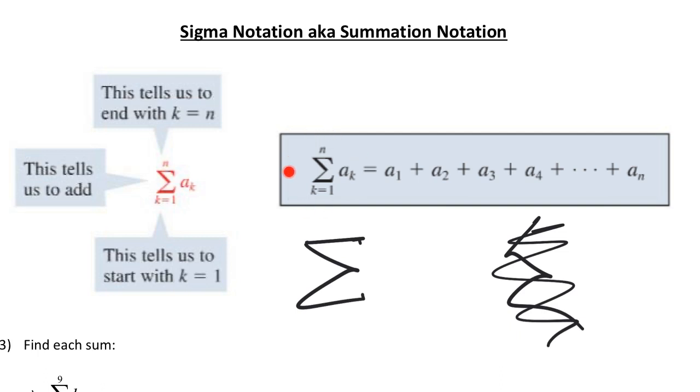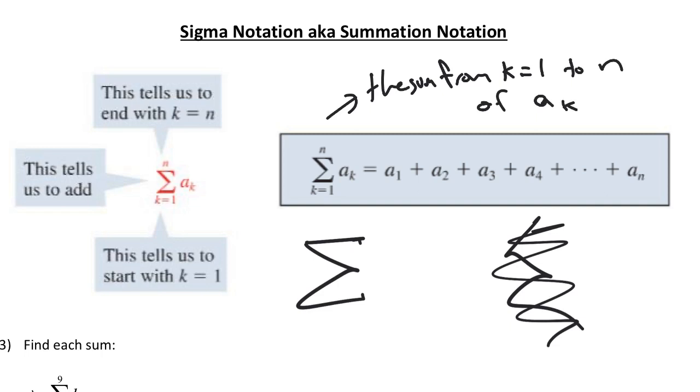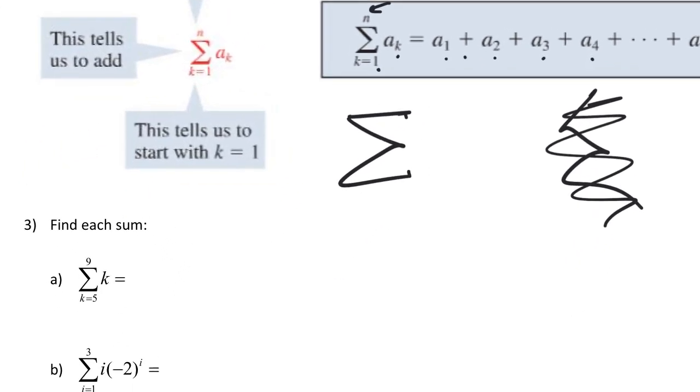And so if you look at this formula, we would read this as the sum from k equals 1 to n of a sub k. And so that means I plug in 1 for k, and then plus, and then I plug in 2 for k, and then 3, and then 4, and I keep plugging in numbers for k until I get to the last one, which is the number on top, in this case n. So let's see what that looks like in an example.